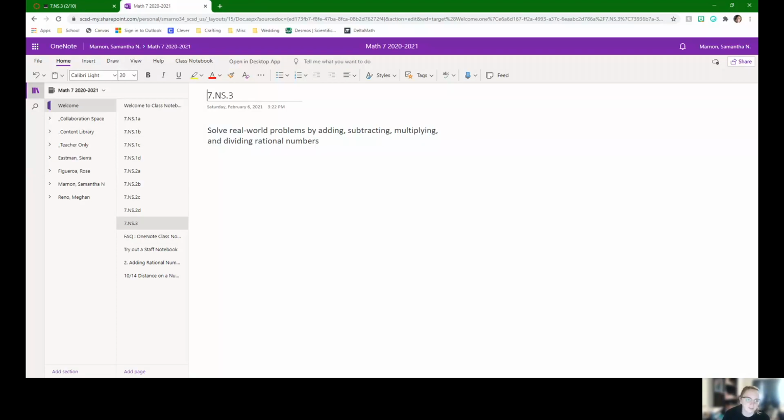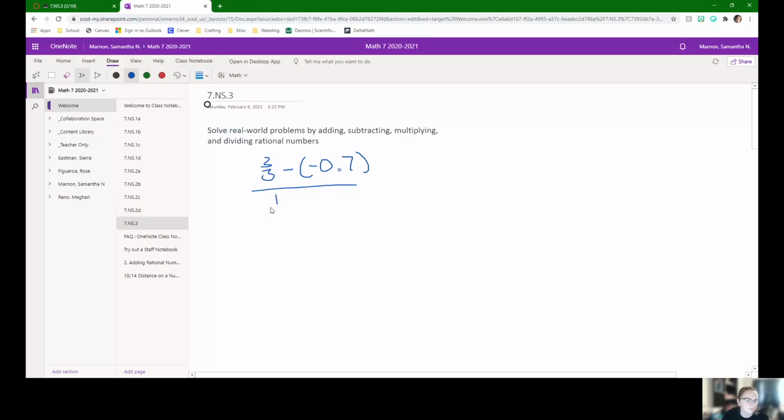Sometimes they'll just give you something that looks like something you've got to type on your calculator, and it's a mix of multiplying, dividing, adding, and subtracting. So sometimes you'll have something that looks like, let's say, 2/3 minus negative 0.7 divided by 4/5 plus negative 2 times 10. I don't know, something crazy like that.